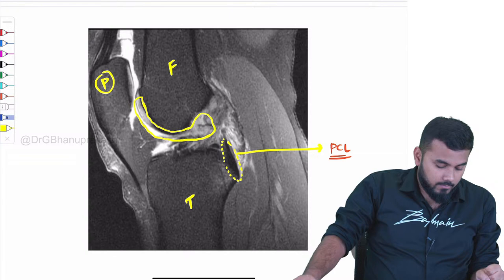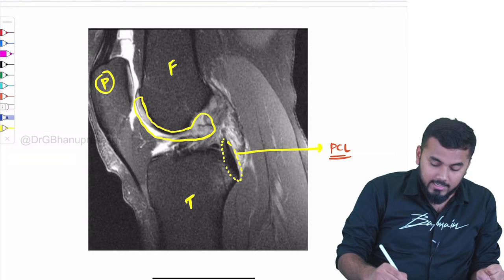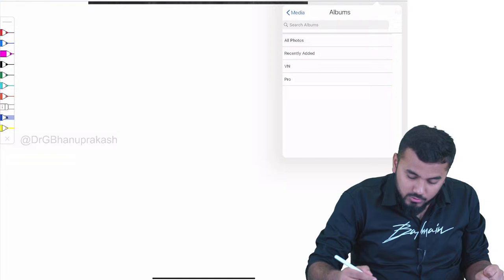Perfect, perfect. Inflamed and torn ACL. Roy, you're perfect. This is called ACL tear. Okay. This is called what? ACL tear.